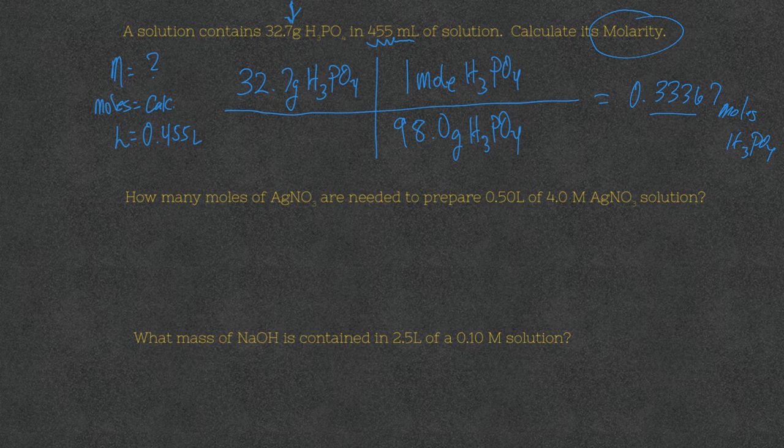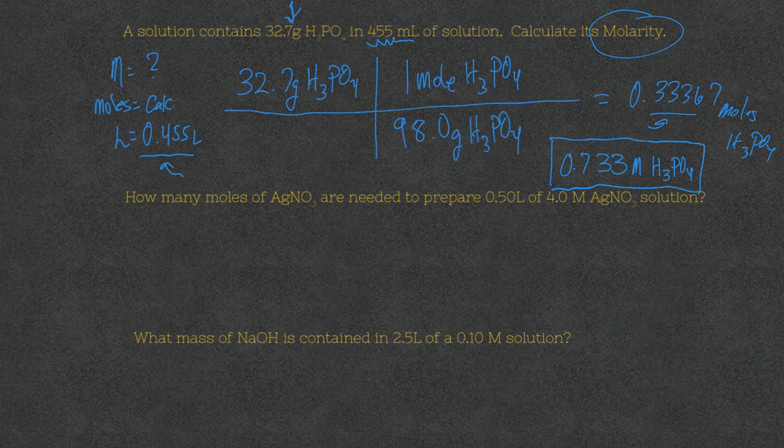So what we will do is we will take those moles and divide it by our volume, our liters. So 0.3367 divided by 0.455 will give us 0.733, and that's the correct amount of significant figures. And we label that molar H3PO4. And that just gets the rectangle because I know that I'm finally done.